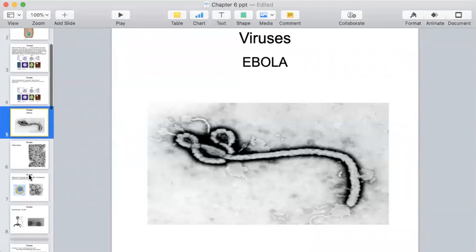And so here are some common viruses that, not common, Ebola has resurfaced, and we never even imagined that we would have to deal with something like Ebola in our lifetime.